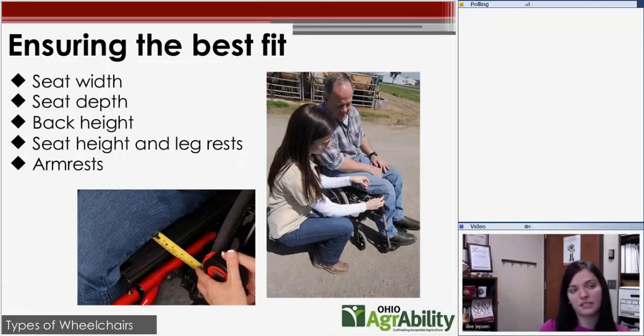Back height is calculated when the person is seated in an upright position, looking at the tip of the scapula, which is that bone on your very back. You look at the very top of that and then subtract 1 to 3 inches from that. And then when you look at armrest, that's pretty simple. You just want your arms, when they're relaxed at your sides, to be in a 90-degree position at your elbow.